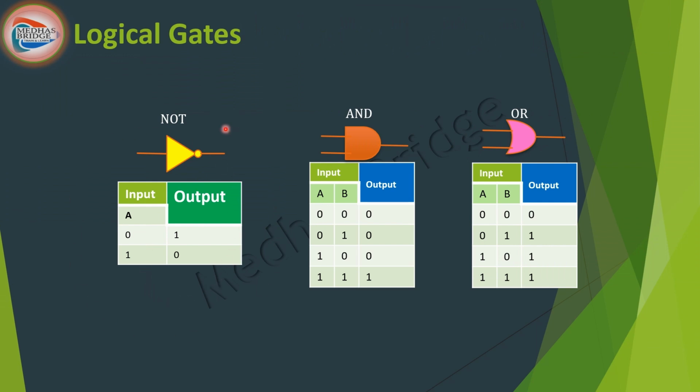We discussed this in the previous class. This is the truth table for the NOT operation, the truth table for the AND operation, and the truth table for the OR operation.